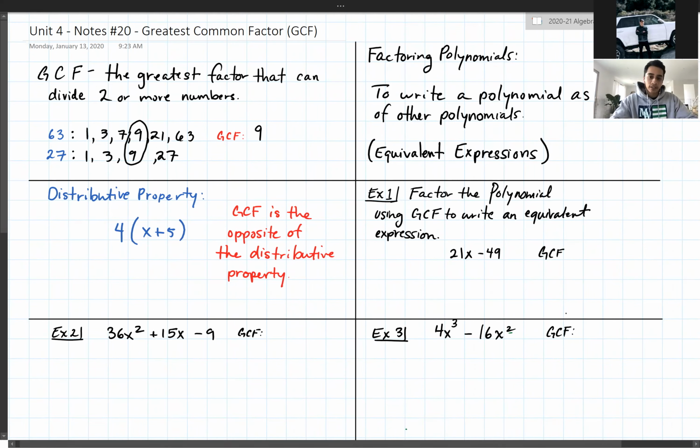The lowest common factor would be 1, but the lowest common factor is always 1, if you think about it, right? Because every number can be divided by 1. But we won't really focus on LCF in this situation.